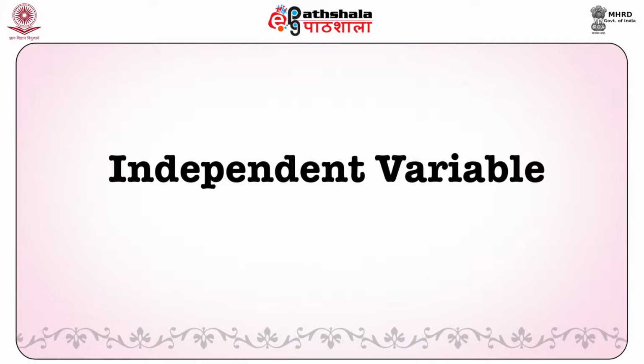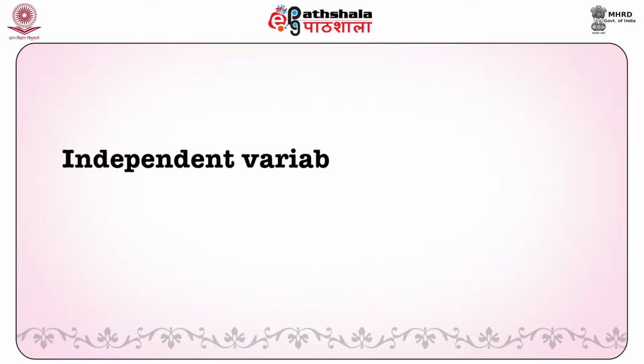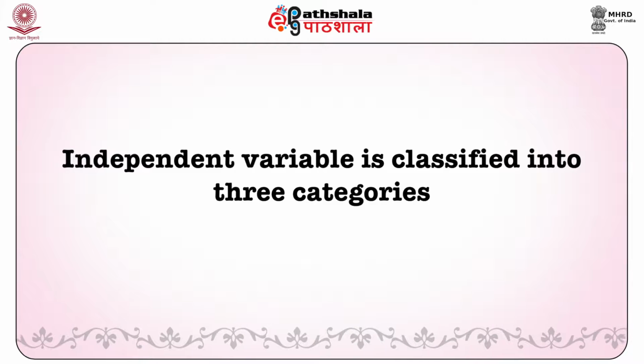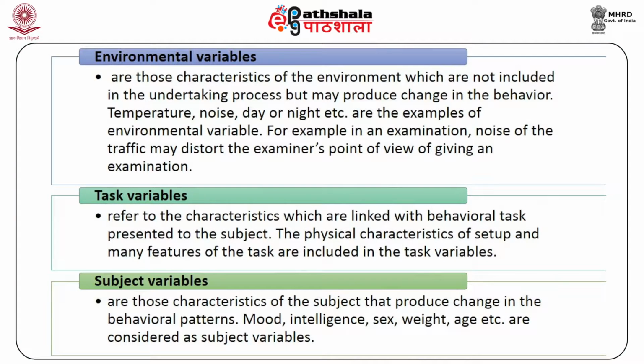Classification of independent variables. Independent variables can be classified into three categories. First is the environmental variables. These are those characteristics of the environment which are not included in the undertaking process but may produce a change in the behavior. For example, variables like temperature, noise, day or night, etc. are examples of environmental variables.